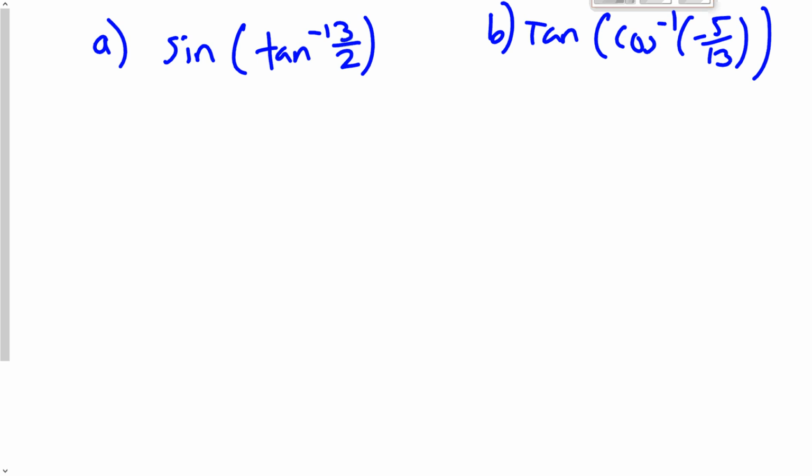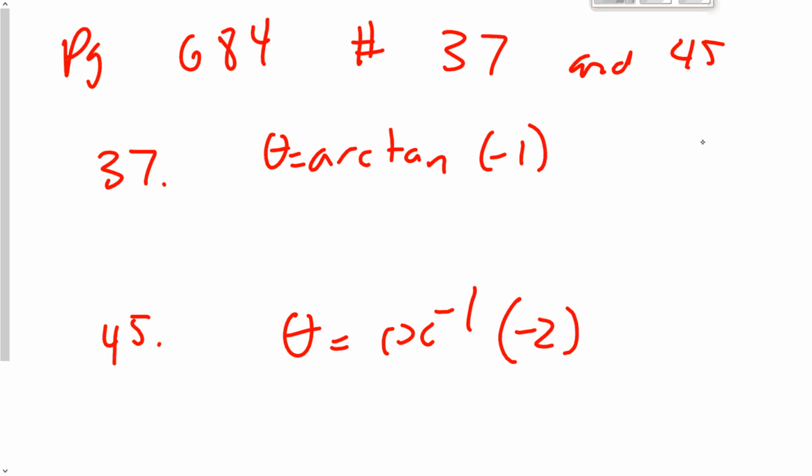Okay, so here's a couple more. Actually, not these ones, sorry. These are the ones. So here are your practice problems, number 37 and number 45 on page 684. So we're asking, what angle produces a tangent of -1? Well, that is -1/4 pi. If I want a +1, it's 1/4 pi or 45 degrees. If I want a -1, I need to drop below, so that's -45 degrees, or -1/4 pi.